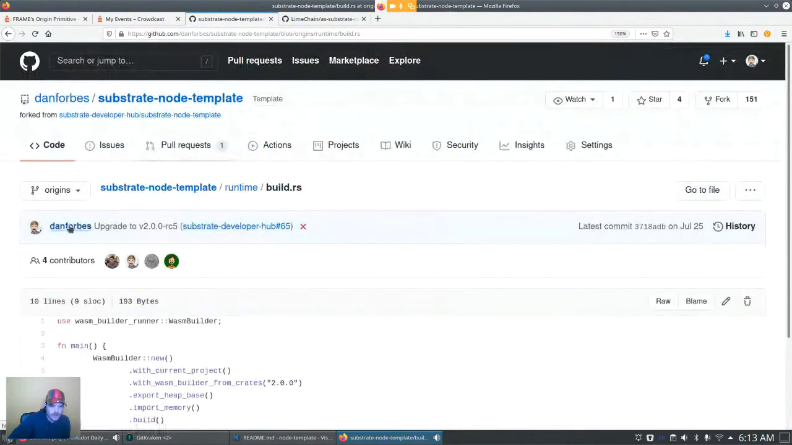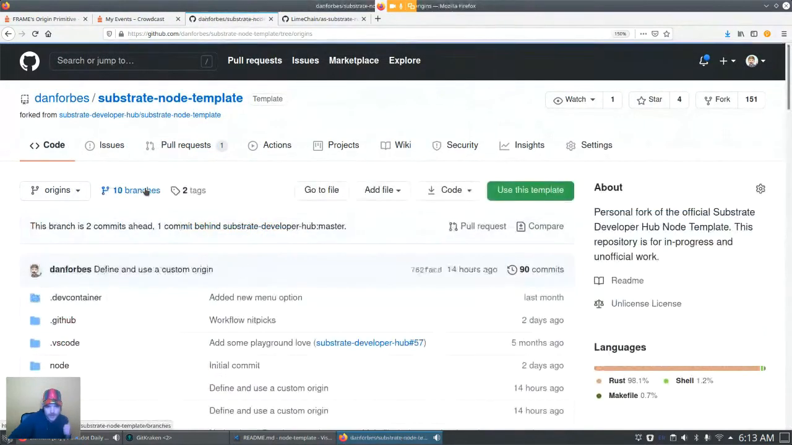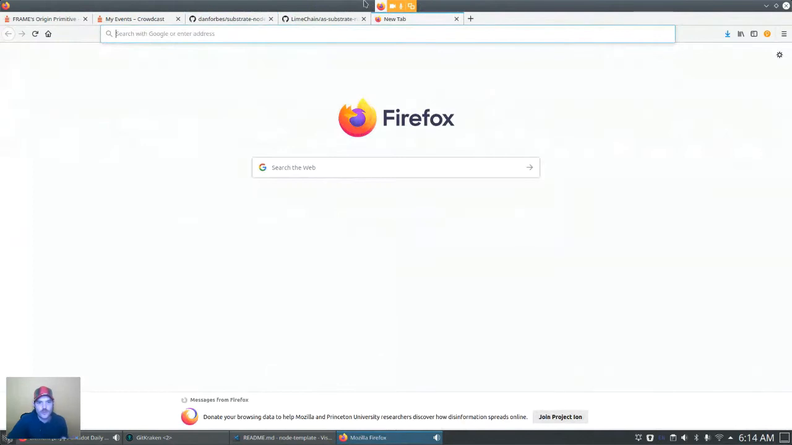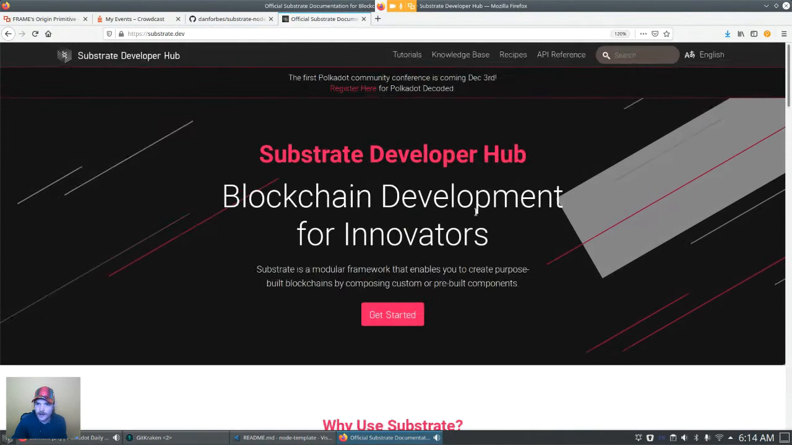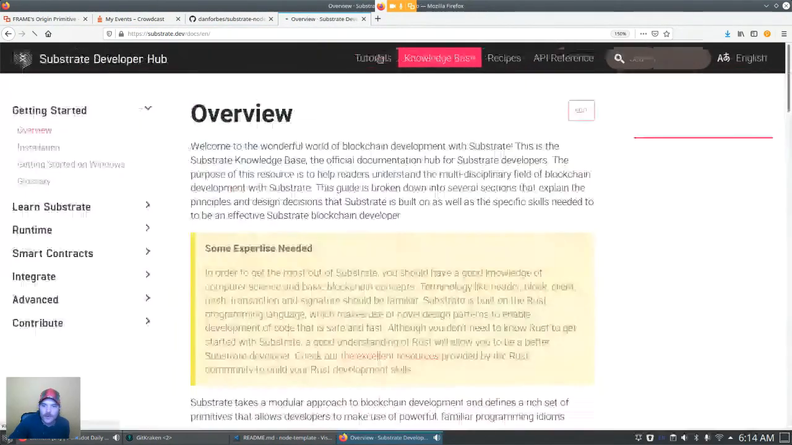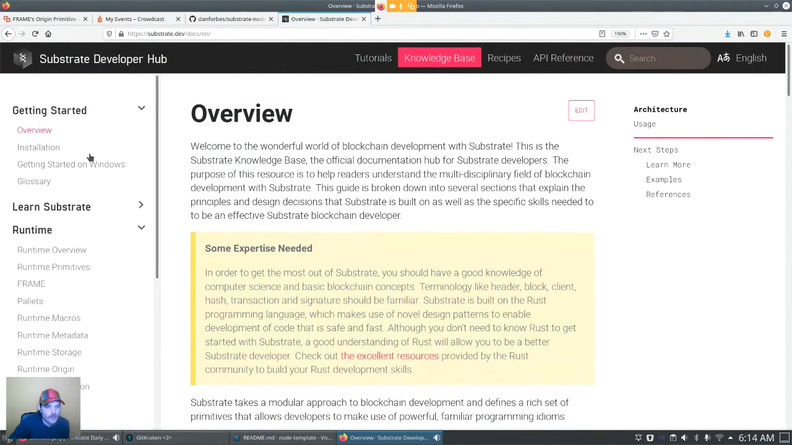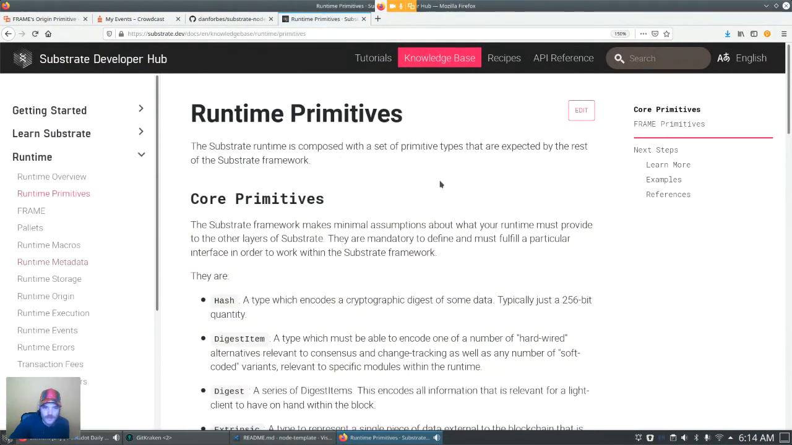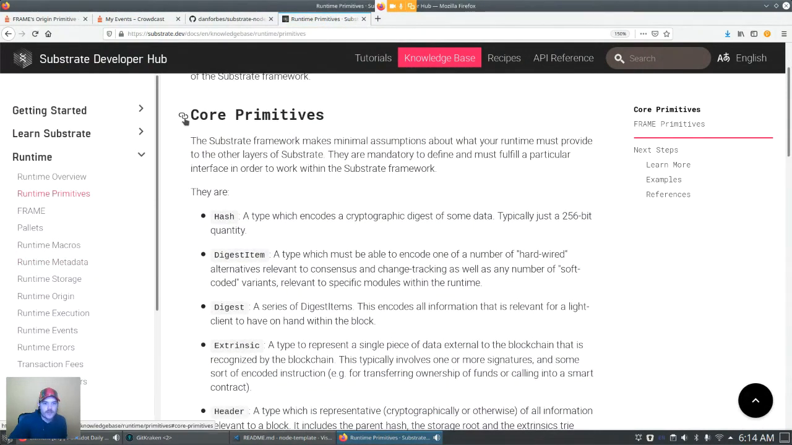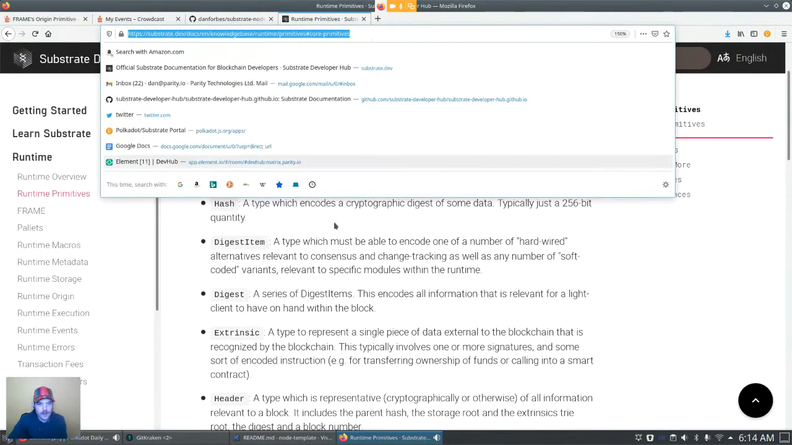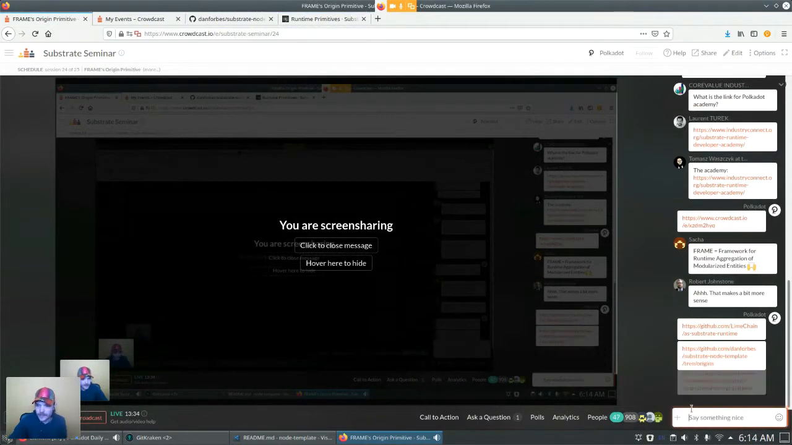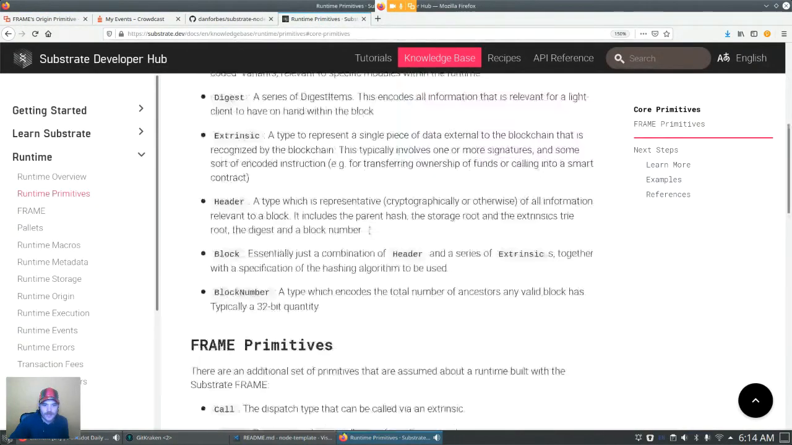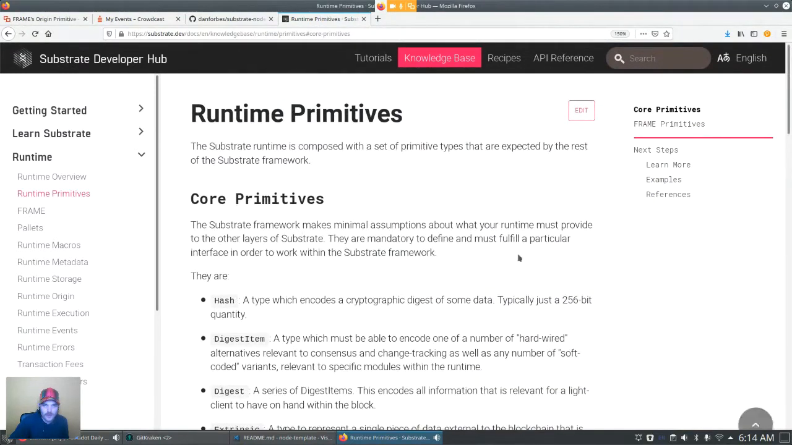Substrate uses runtimes that implement the key interfaces. And let me show you where you can learn about those interfaces. As with everything, it usually starts at substrate.dev. We're going to go to the knowledge base, and then to the runtime, and then to the runtime primitives. If you check out these core primitives, these are the things that LimeChain is implementing. And as long as they implement this in the right way and it compiles down to WASM, they're good.